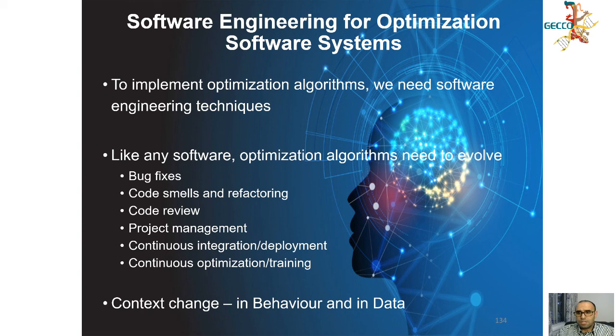So in addition to all of these challenges, we were mainly talking about how optimization can help software engineering. But at the same time, we may also need to look at how software engineering can help optimization-based systems. At the end, these are software systems, and they need software engineering techniques to evolve. Like any software project, optimization algorithms or optimization-based systems need to be evolved. Like the MOA framework, this software project can have bugs, it can have code smells, it can need refactoring, it also needs code review before merging code changes. It needs project management. It needs continuous integration, continuous development, deployment, etc. So all of these are provided by software engineering.